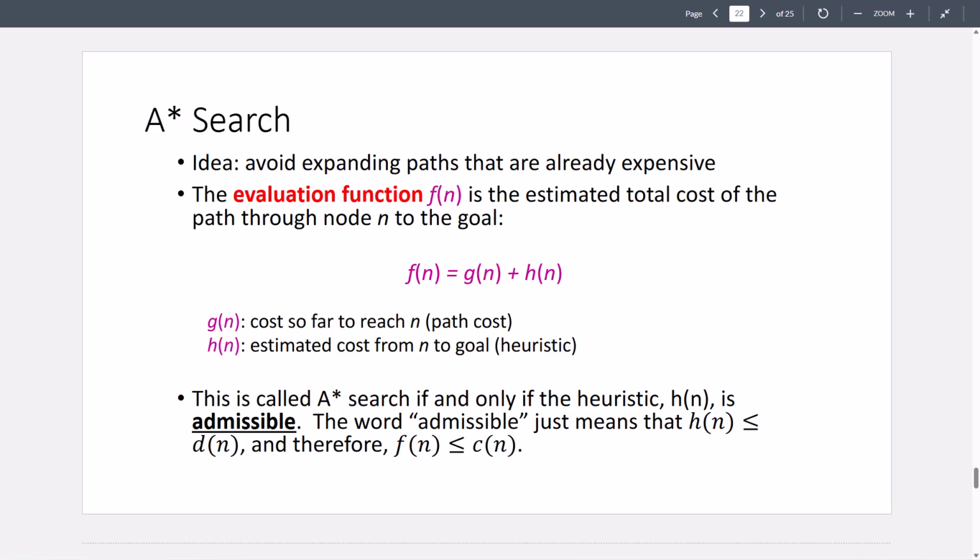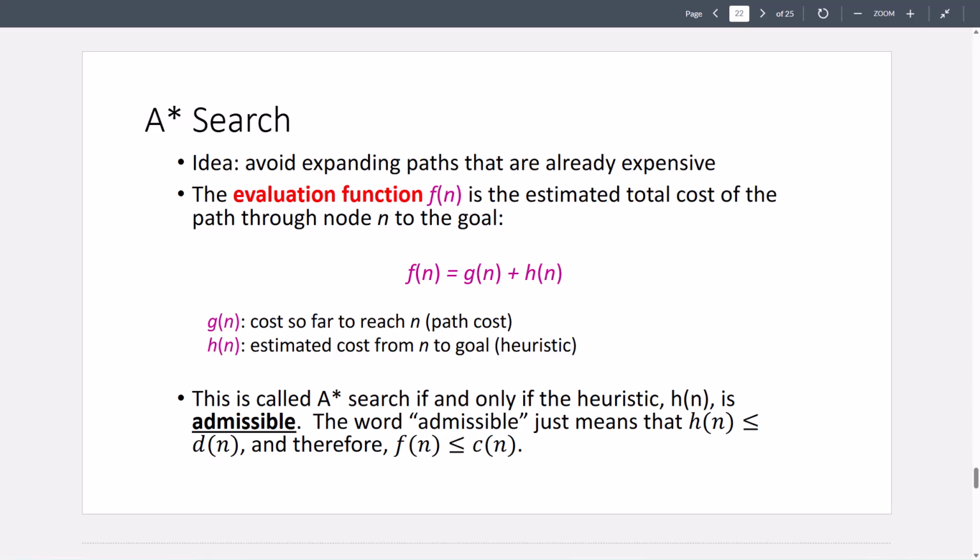A star, so the f of n, this actually combines the estimated total cost of the cheapest solution through n. So that's the meaning, estimated total cost of the cheapest path through n. So A star always expands the node with the smallest f of n.